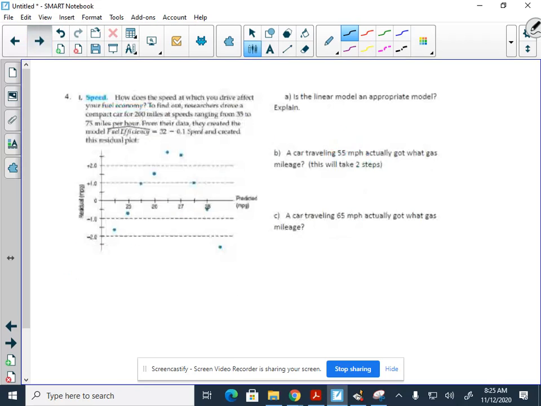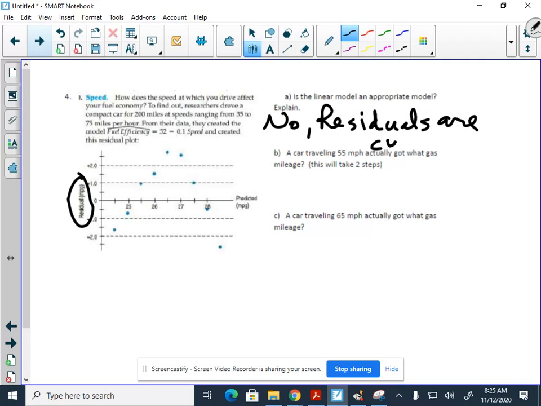Tell me to back up if you need me to. I'm going to keep going ahead. All right, here we got a residual plot, and again, how do I know it's a residual plot? You look on the side, and it usually is going to say residual, but I think that's fairly patterned. So is a linear model an appropriate model? No, because the residuals are curved.